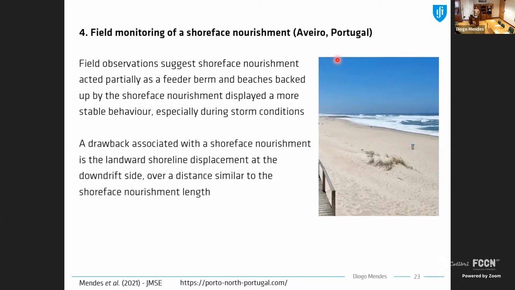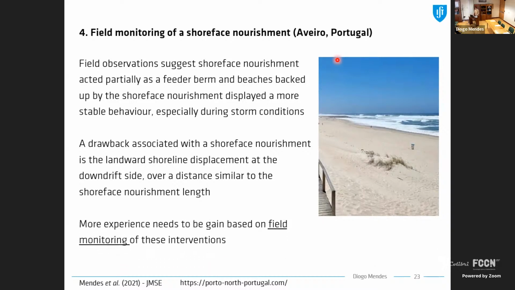A drawback associated with this solution is, in fact, the landward shoreline displacement that we see at the downdrift side. And to have a rough idea, and I think that this is important, this occurred at a distance that is similar to the length of the shore face nourishment. So in this case, it was more or less 2 kilometers of length of shore face nourishment. So more experience is definitely needed based on field monitoring of this type of coastal interventions.